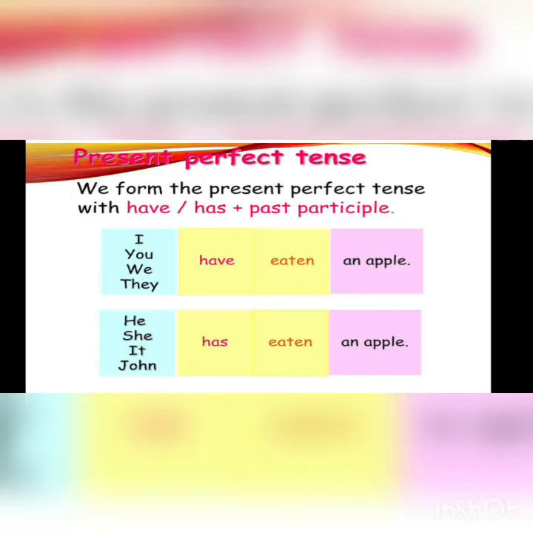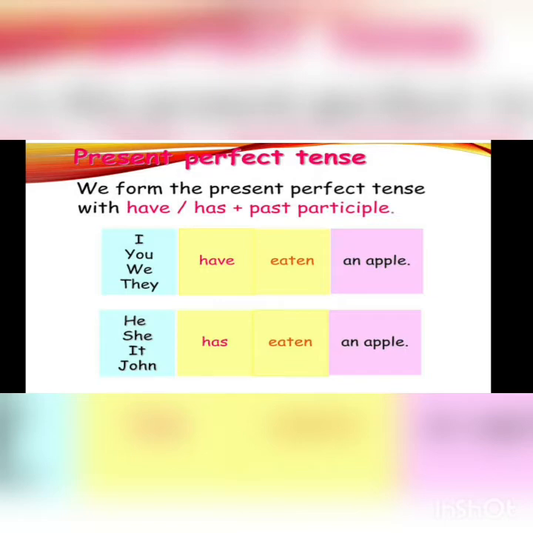We use have when the subject is plural, like they, we, children have eaten an apple. I have eaten an apple. We use have with I and you also. Just look at the structure. I have eaten an apple. I is the subject, have is the helping verb, eaten is the third form of verb, an apple is the object. You have eaten an apple.